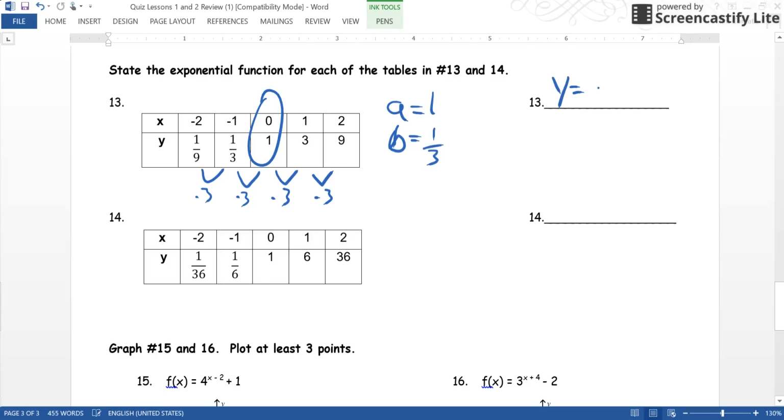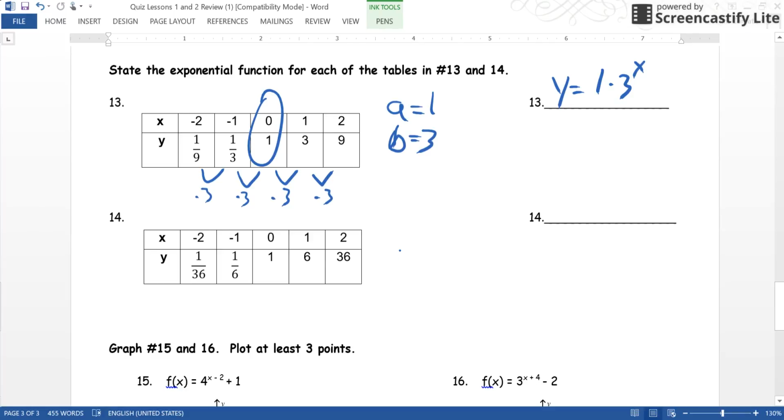So I get y equals 1 times 3. Whoops. And we're going to scratch this. I multiply by 3. The B is going to be 3. So 3 to the x power. Okay?